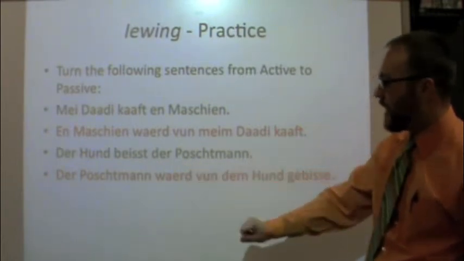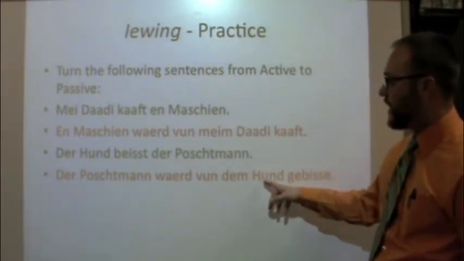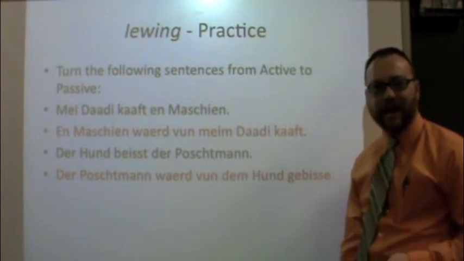Again, Postmann now becomes the subject, our form of wäre, von plus our agent, in this case, dem Hund, and our past participle, gebissen, at the end.